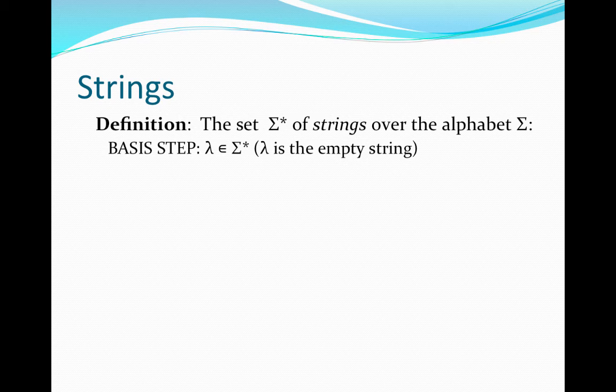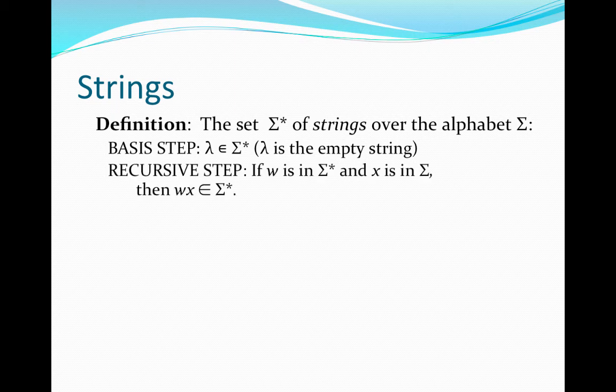Recall that the empty string is simply a string which has no members of the alphabet in it. Then we need to define recursively how to form new strings from the members already in the set of strings. Our recursive step tells us that if W is a string formed from the alphabet sigma and X is a member of the alphabet, then we simply add X to the right side of the string to form a new string.